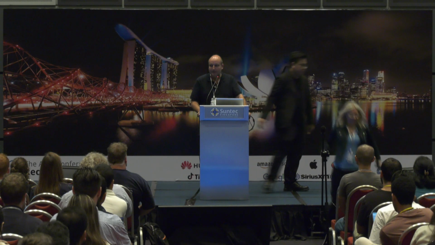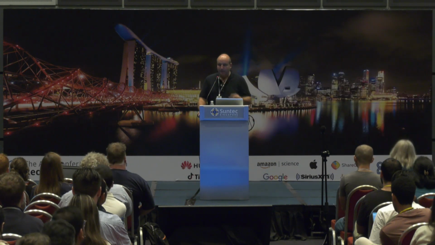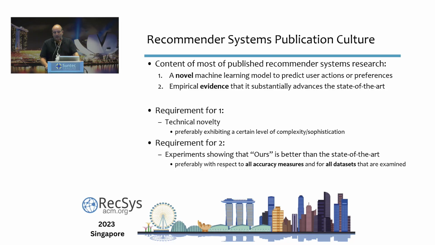Good afternoon, everyone. Now something completely different. This is a talk about our research methodology, and I would first like us to look at what our papers look like, the papers that we publish. Like most papers, we have a novel machine learning model that predicts some actions or preferences, and the papers then provide in the second part some empirical evidence that this model substantially advances the state of the art. For number one, there are some requirements.